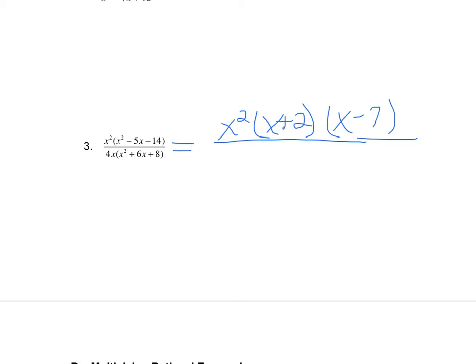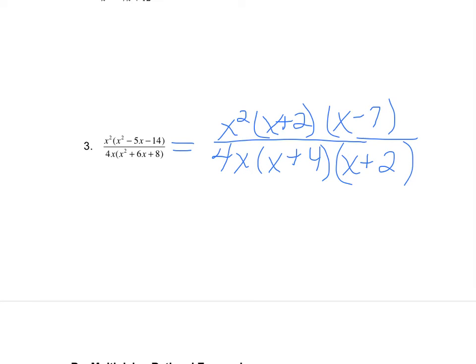Number 3, it looks like they already GCF'd out for me, so I'm going to bring over the x squared and then go to two binomials on the top and end up with an x and an x, factors of a negative 14. That'll give me a negative 5: plus 2 and minus 7. On the bottom, it looks like they GCF'd out a 4x for me, which was nice of them. I can go to two binomials, an x and an x, factors of a positive 8. That'll give me a positive 6: plus 4, plus 2.